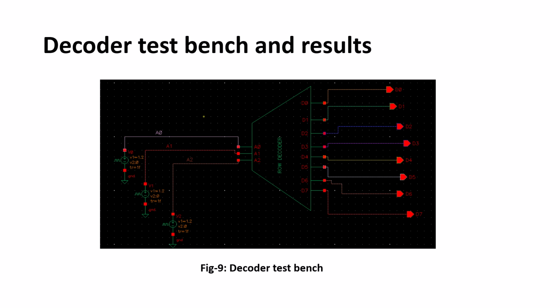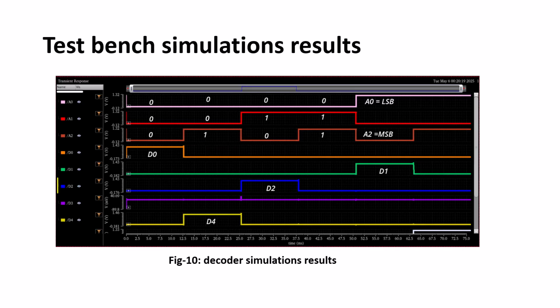So this is the test bench that we have made. This is a 3 cross 8 decoder, which means there will be 3 input pins and 8 output pins, which will be decoding the word line which needs to be accessed at that particular time. So yeah, this is the simulation result of the test bench decoder 3 cross 8.